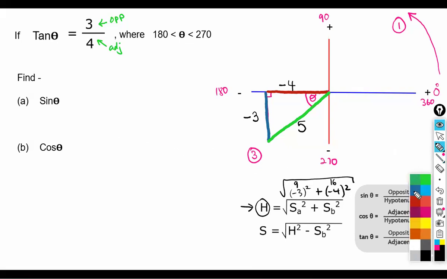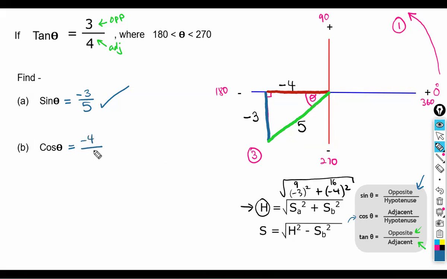The examiner asks us to find what? Sine theta. We go back to our form 3 formulas. Sine theta is what? Opposite over hypotenuse. If you're standing by theta, the opposite is minus 3 and the hypotenuse is 5. Opposite over hypotenuse is minus 3 over 5. You're finished with that question. If they ask you to find cos theta, go to the formula for cos theta now. Cos theta is adjacent divided by hypotenuse. The adjacent side is minus 4 and the hypotenuse is 5. You're finished. That's the end of this entire question.